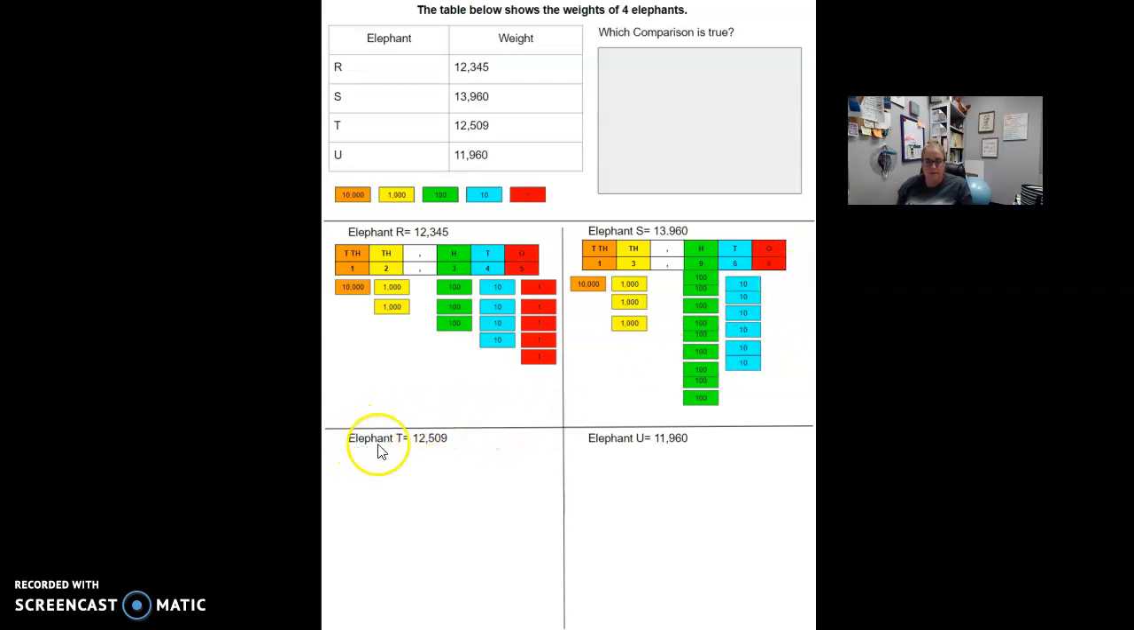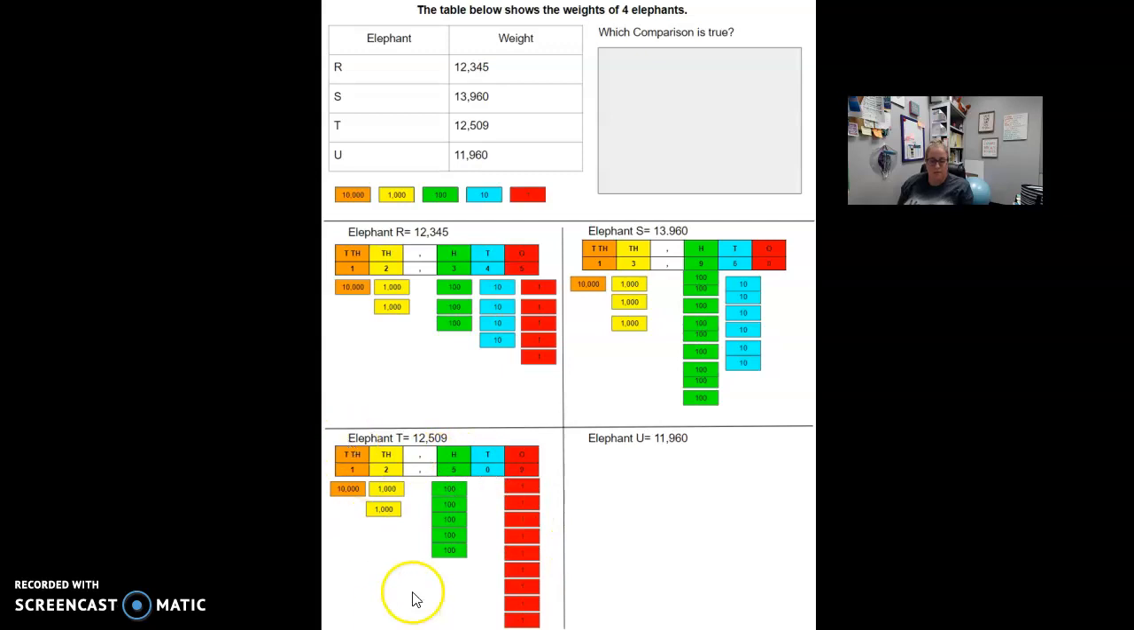The next one I have is elephant T, and elephant T weighs 12,509 pounds. So again, I'm going to draw my place value chart and fill it in. And when I do that, I'm able to see that I have 12,509. Again, I'm going to use my place value discs, and I'm going to drag them and actually model this number. So I need 1 10,000. I need 2 thousands. I need 5 hundreds. I don't need any tens, so I'm going to leave it blank. And I need 9 ones.